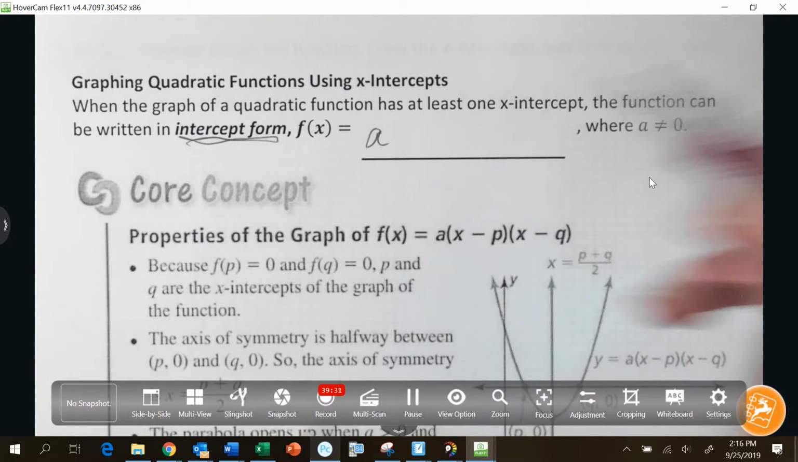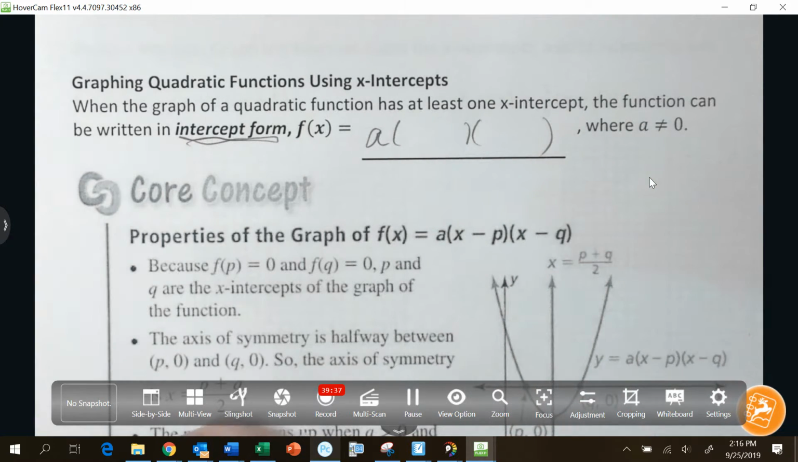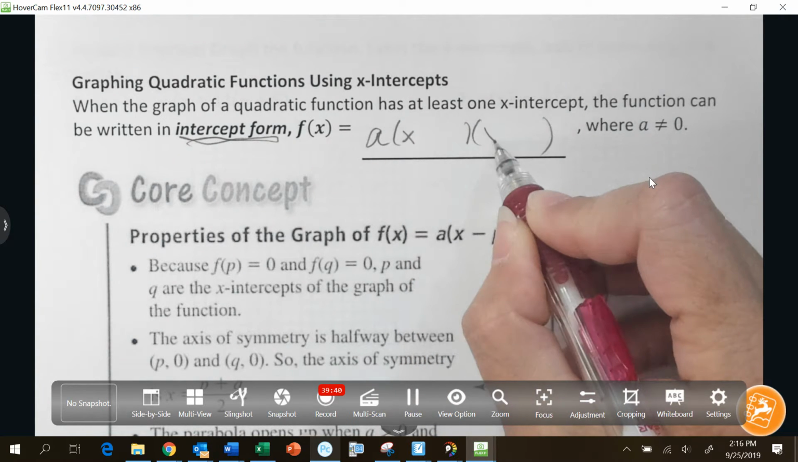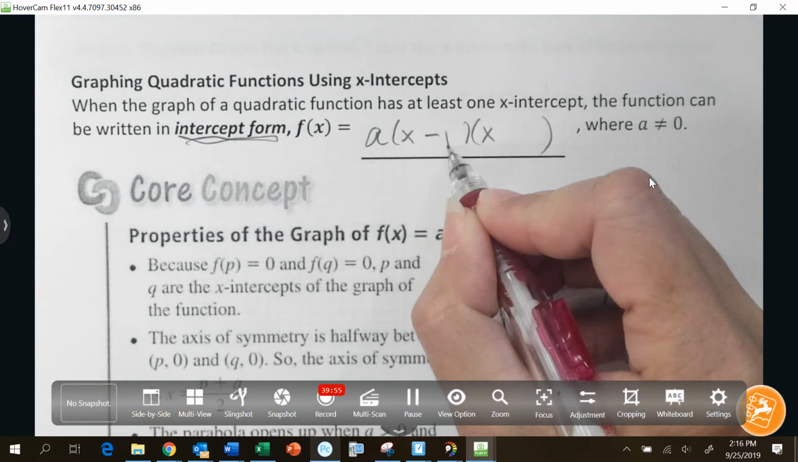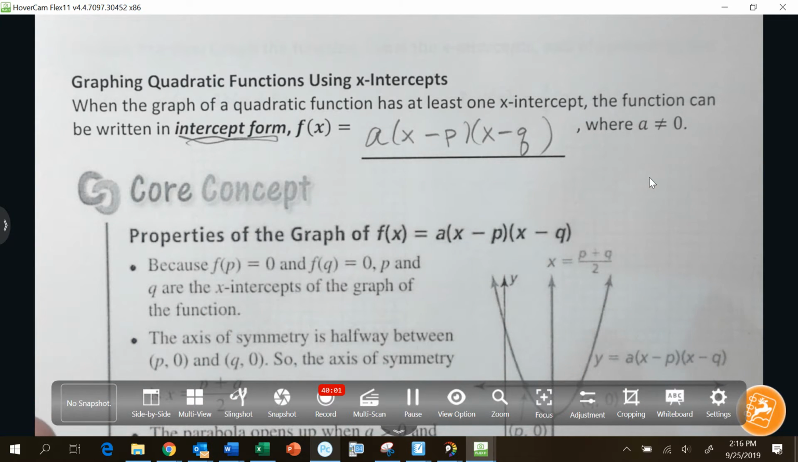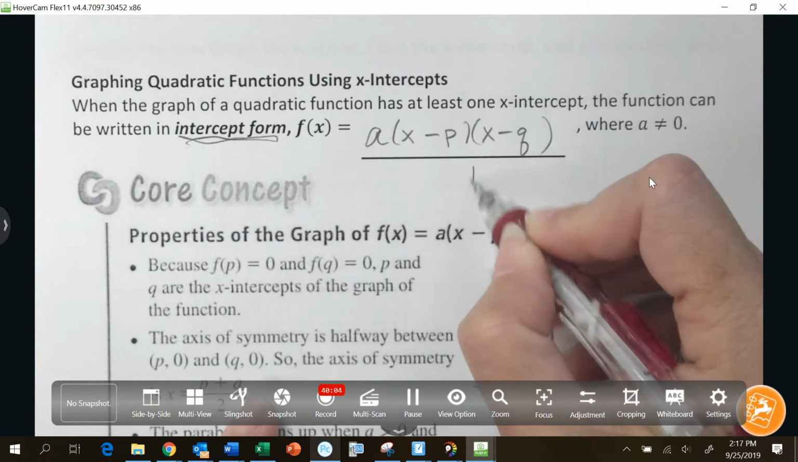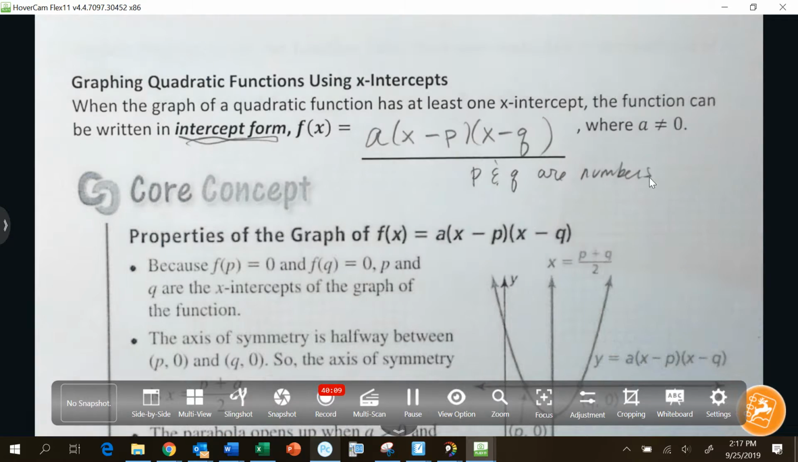a, and then we have 2 sets of parentheses. Inside of those parentheses, both have an x. Now, in those parentheses, we could have a 0, we could have a number. It could be positive or it could be negative. So they just said minus p, minus q. They just used p and q as representing any numbers. So p and q are just some numbers. But they could also be 0. Just keep that in mind.